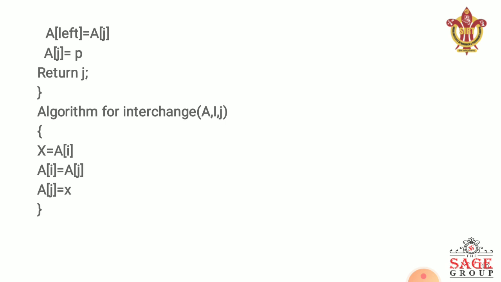So this is the partition algorithm, where with respect to the pivot position we have divided our array into a first part and a second part. In the first part, elements are lesser than the pivot, and in the second part the elements are larger than the pivot value.